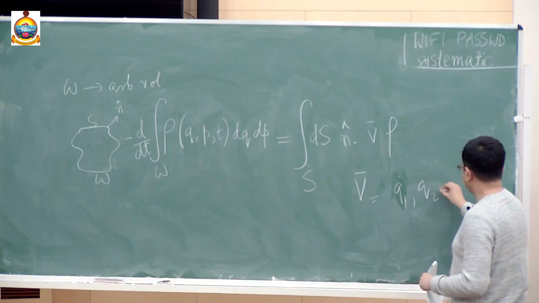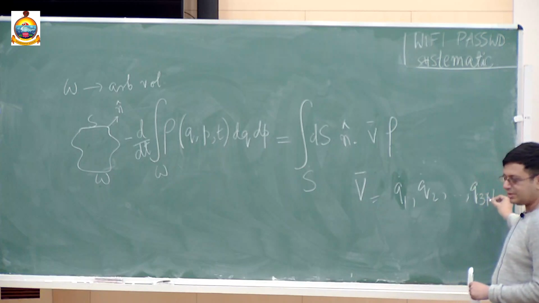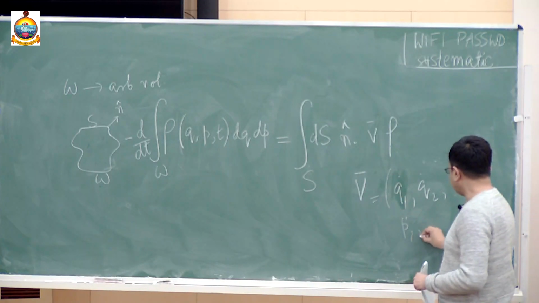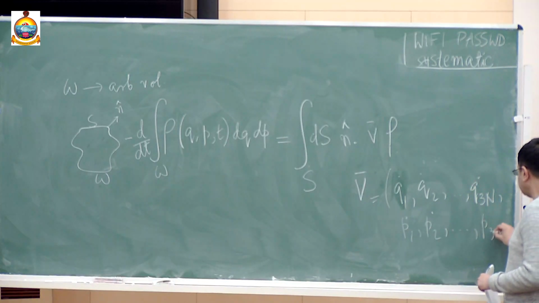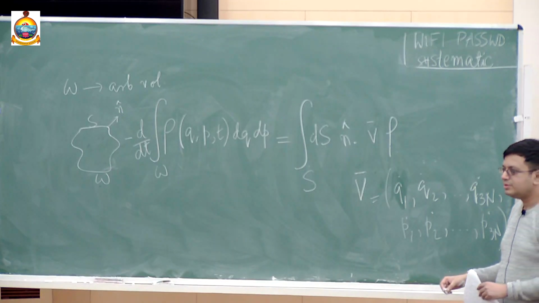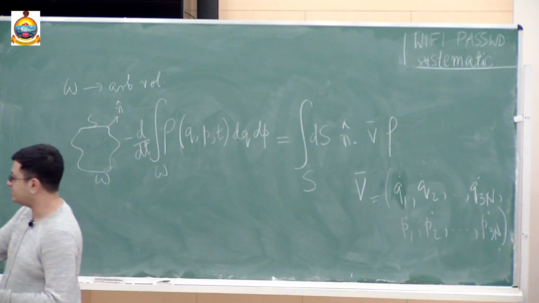q1 dot, q2 dot, up to q3n, there are 3n of them, and similarly there will be p1 dot, p2 dot up to p3n, the usual definition of velocity. Okay. Velocity of this phase space point.